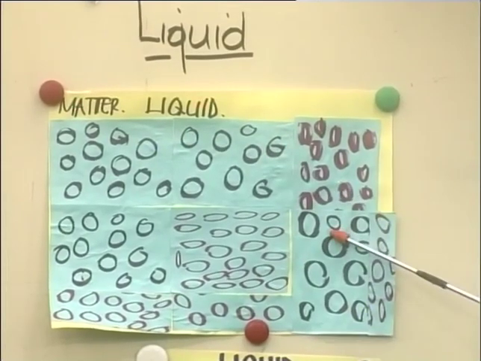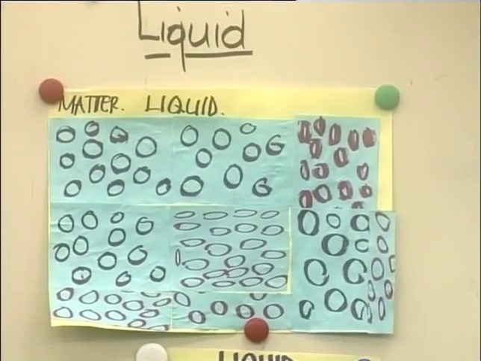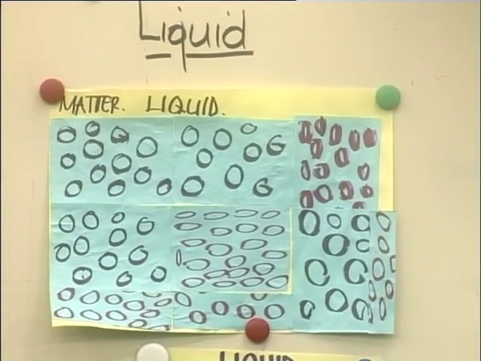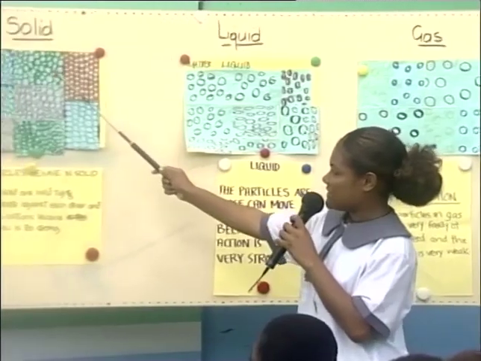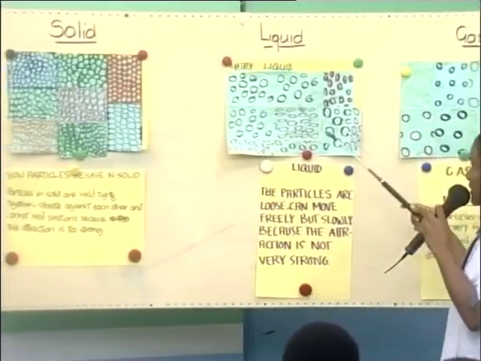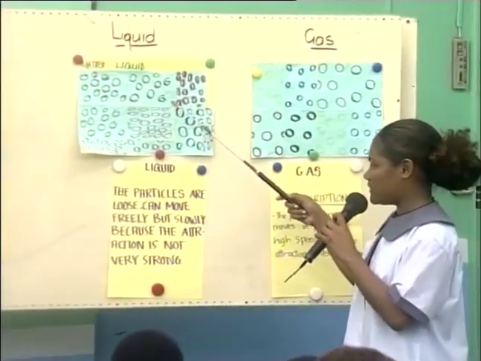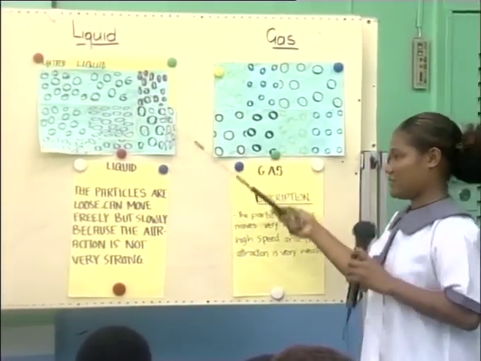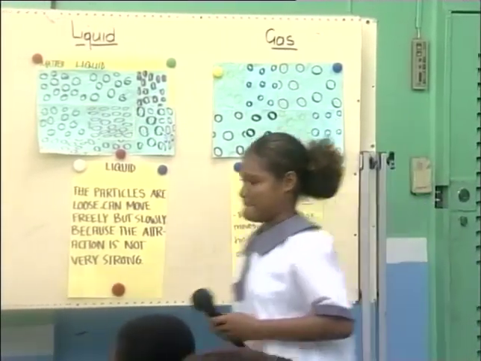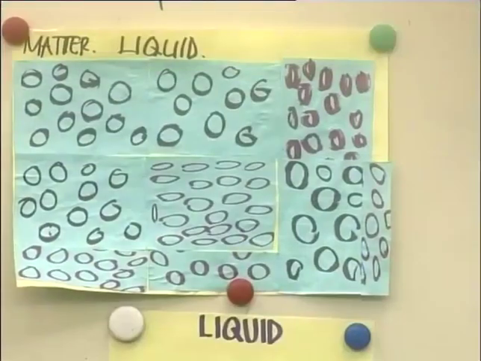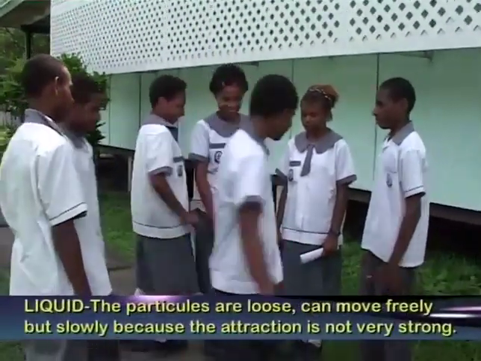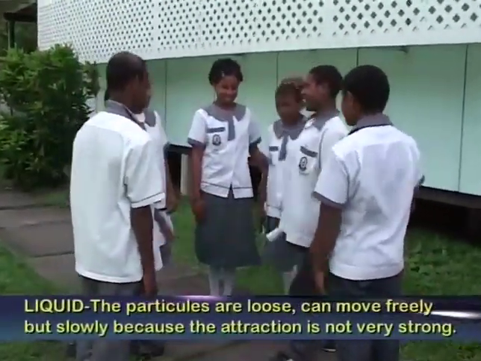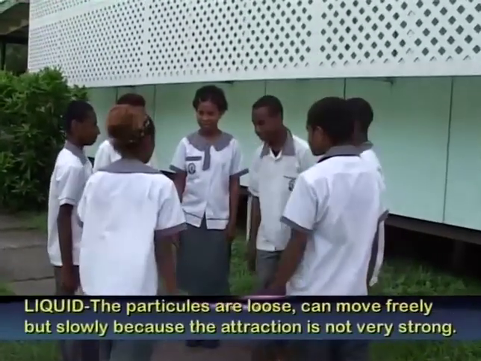So you can see. Can you tell us the difference from solids to liquids, especially the arrangement? Solid, they are held tightly together, and the liquid is held like they're loose. Loose. Very good. Thank you, Rose. Okay, we have a look at our role play on liquids. The particles are loose, can move freely but slowly because the attraction is not very strong.